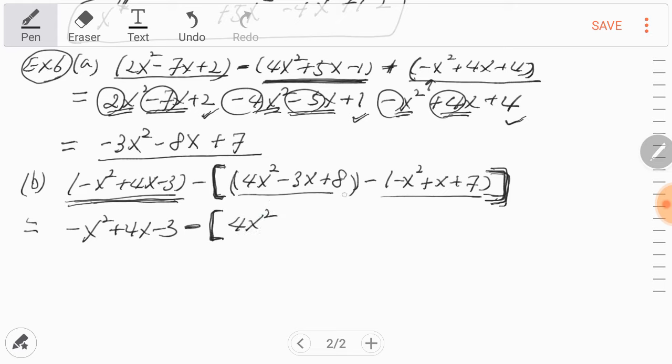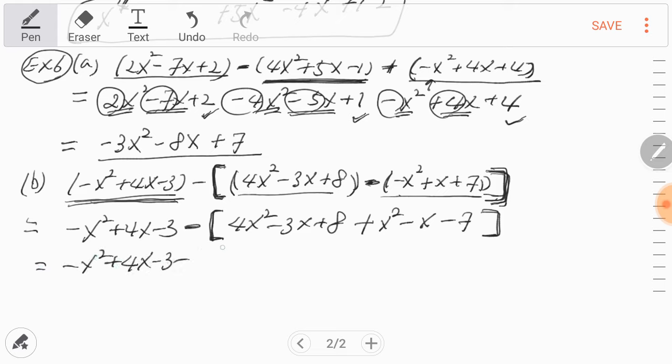So the inside is 4x squared, get rid of this parenthesis. 4x squared minus 3x plus 8. And for this, there is a minus sign, so we gotta multiply each term by negative. So plus x squared minus x and minus 7. So in order to simplify the bracket, we will do what? Combine the like terms. So there are two x squared terms, so 4 plus 1 is 5x squared. And also there are two x terms. So negative 3 minus 1 is negative 4x. Two constant terms. 8 minus 7 is plus 1.